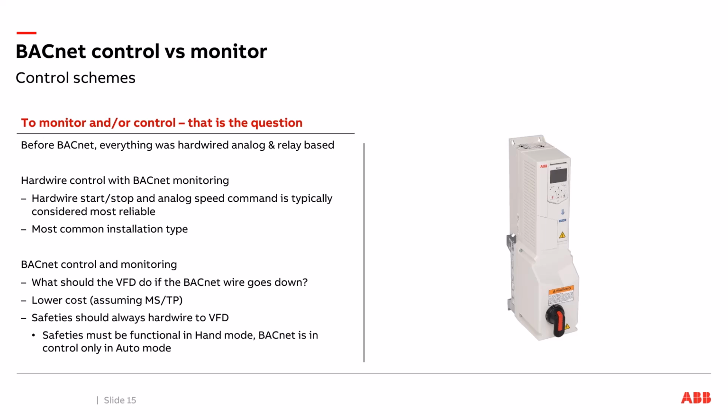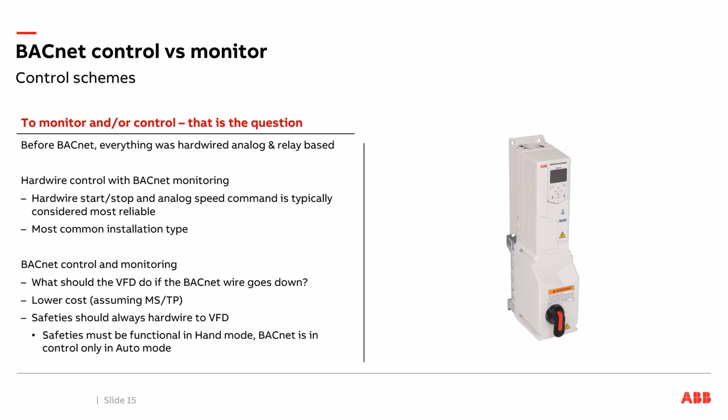Before there was BACnet, everything was hardwired with analog signals and relay signals going to a drive and from a drive. So I might have a couple analog signals going into the drive, so it's maybe a 0 to 10 volt to control speed as an example. And I might have an analog signal out of the drive going back to the building automation system to let the building automation system know what speed I was really running at.